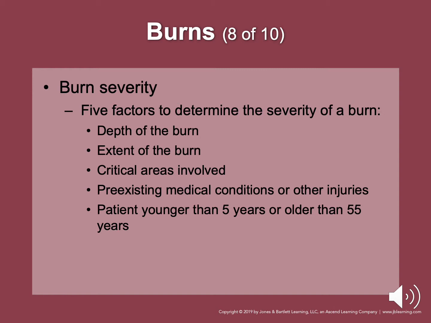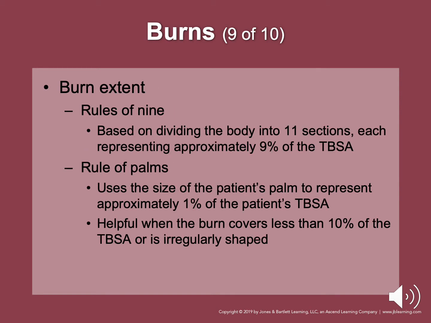The rule of 9 is based on dividing the body into 11 sections, each representing approximately 9% of the total body surface area. The rule of palm uses the size of the patient's palm, including the fingers, to represent approximately 1% of the patient's total body surface area.